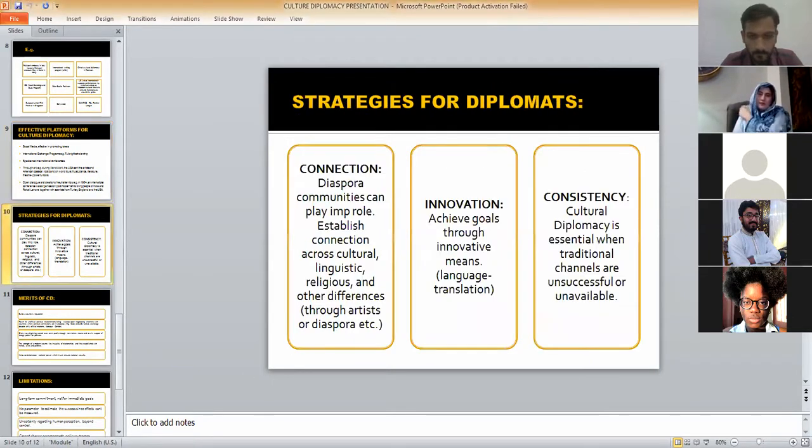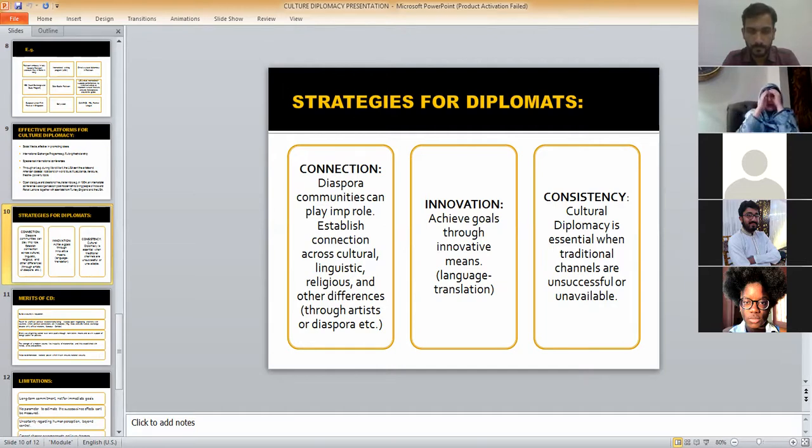Okay. Then what are the strategies for a diplomat who wants to enhance cultural diplomacy in the country he's working in? Basically, diaspora connections and the community can play a very important role in establishing connections across cultural, linguistic, religious, and other diasporas. Then there can be innovation to achieve this through innovative means, for example, language translation. In our university, we have a whole Confucius block which can translate things for you. There are other languages as well which have come and collaborated with our university.